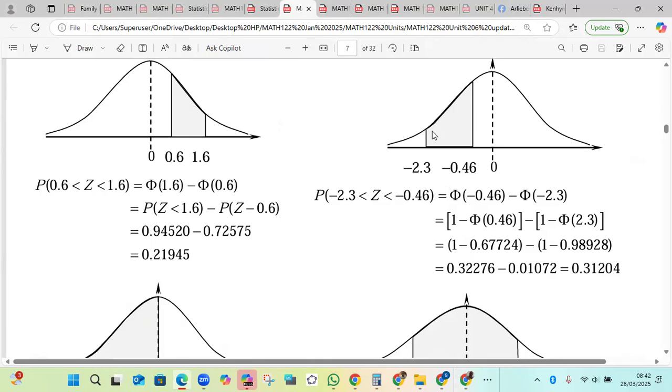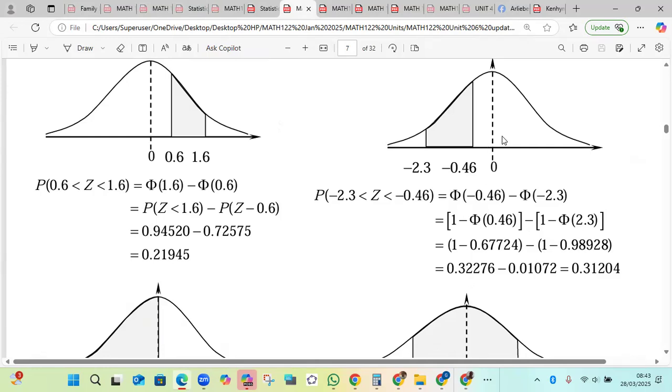Because the left tail is the same as the right tail, we're going to find phi of 0.46. That's a big chunk, and subtracting from 1 will give us the right tail, which is the same as the left tail of 0.46. Similarly, we're going to find phi of 2.3 and subtract from 1, and then we subtract both of them, and that will give us our final answer. For example, here, our final answer is 0.31204.